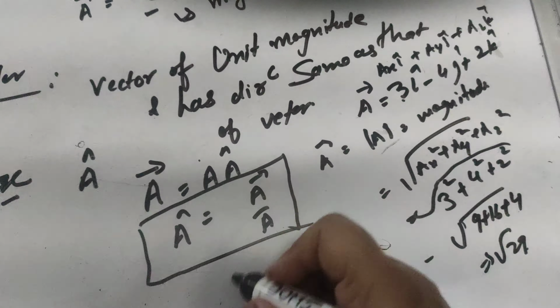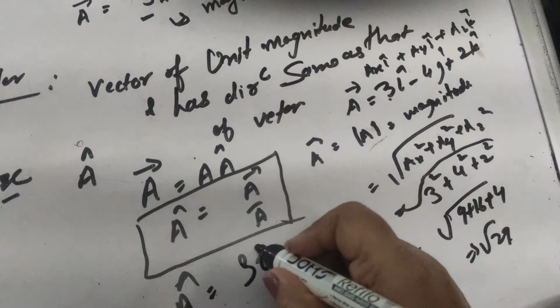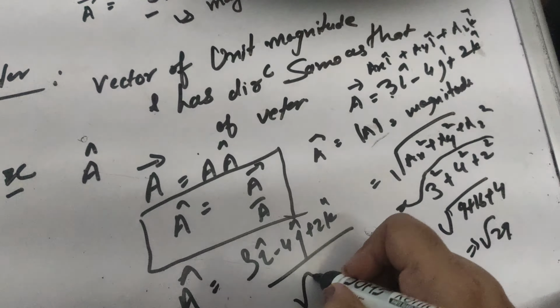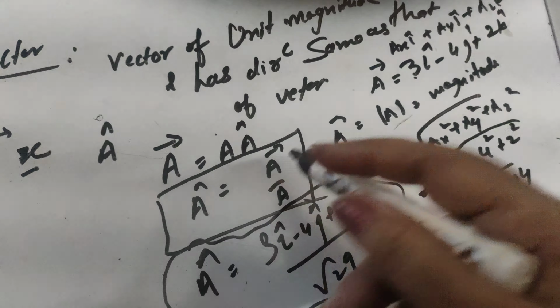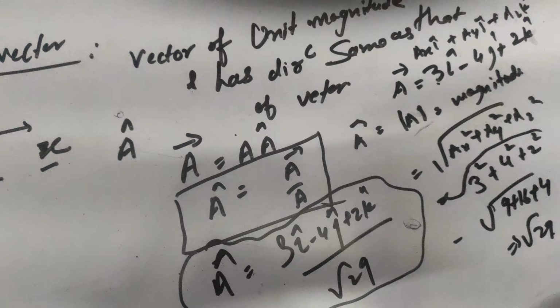Then putting the values in this, A cap is equal to A vector, which is 3i cap minus 4j cap plus 2k cap, divided by root 29. So this is the unit vector associated with the vector A. I hope this concept is clear to everyone.